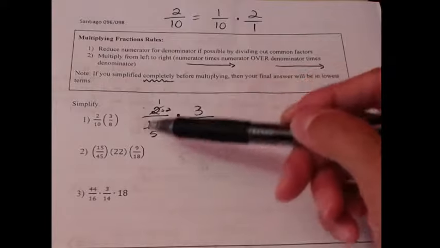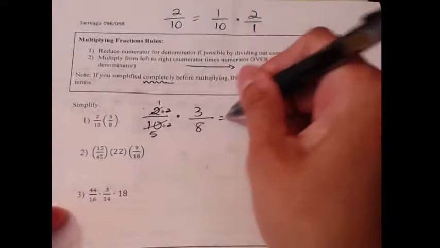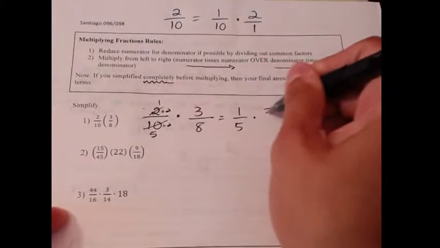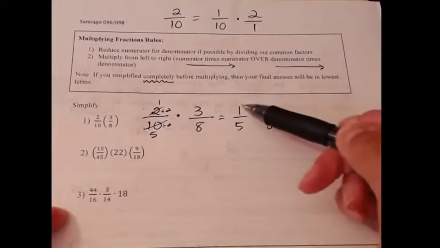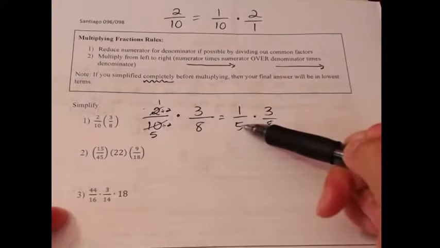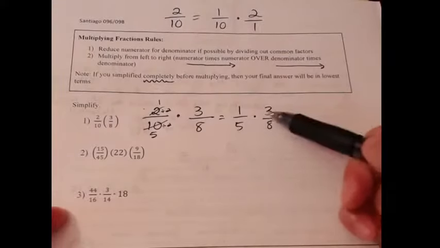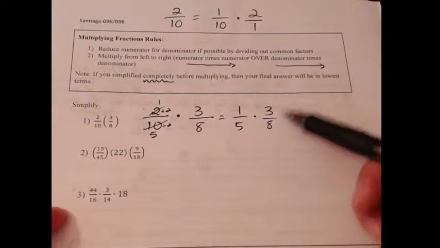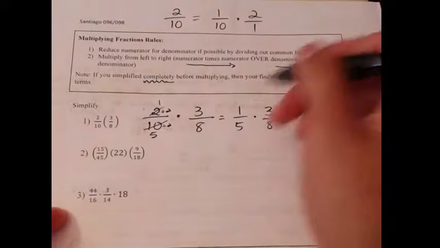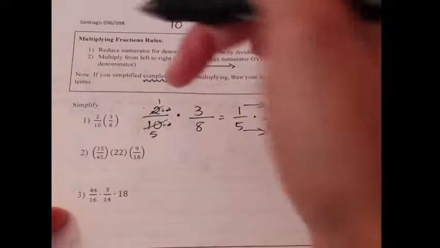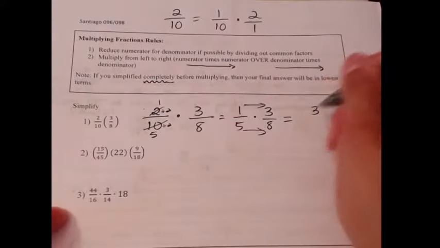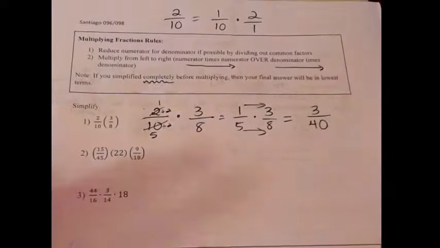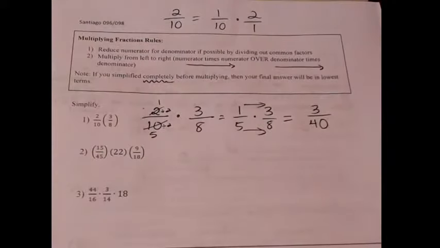Okay, so we have 1 over 5 times 3 over 8. If I rewrite that, we notice that numerator for denominator, we're good here. 3 and 5, oh no, they don't have any common factors outside of a 1. 3 and an 8, nope, nothing here. 1 and 8, nothing here. Okay, we're done reducing. So that means when we multiply, we just go left to right. 1 times 3, 5 times 8. Done. Do not overthink it. Not bad, right? Not bad.